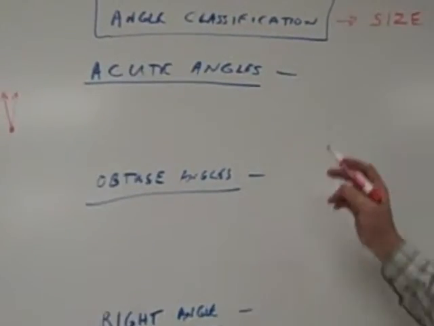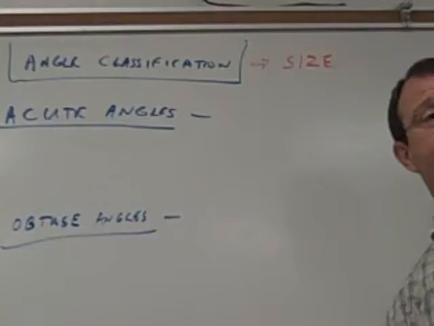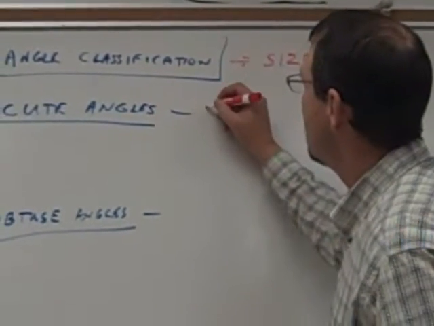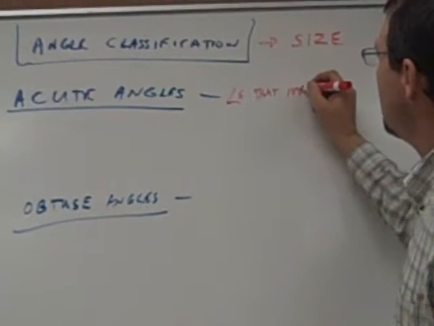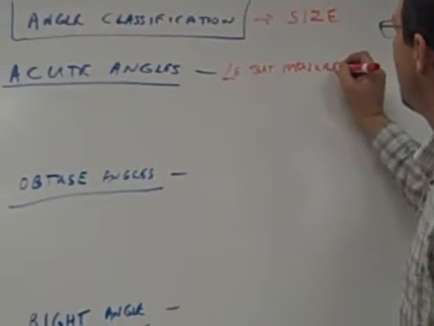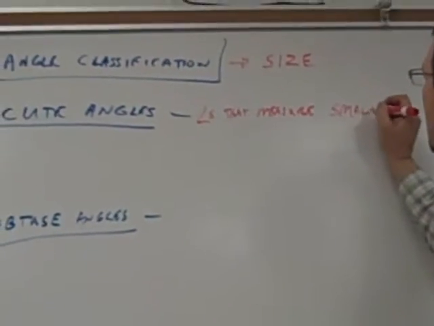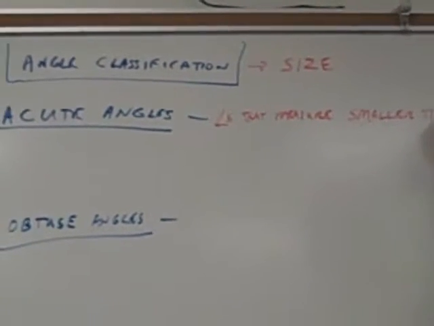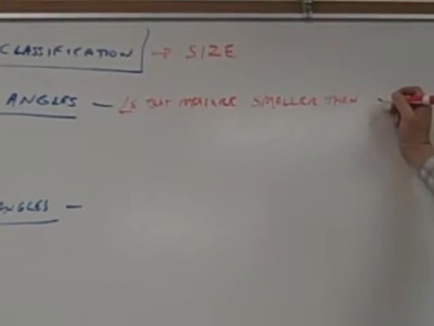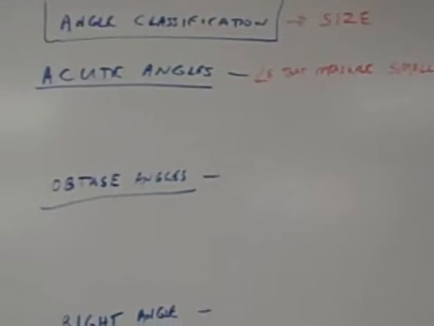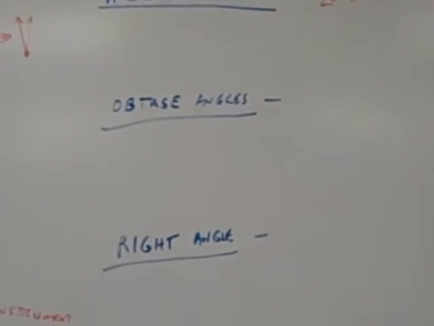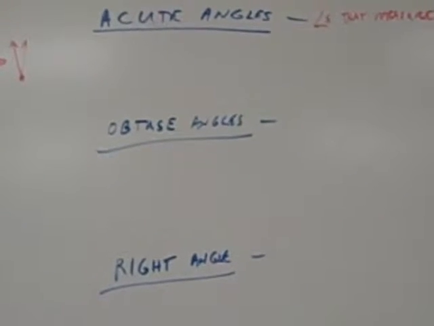I think we already know these, so we're just going to run through them really fast. Acute angles. Angles that measure what? Smaller than 90 degrees. And there we'll put our little circle on the 90 to call it 90 degrees.